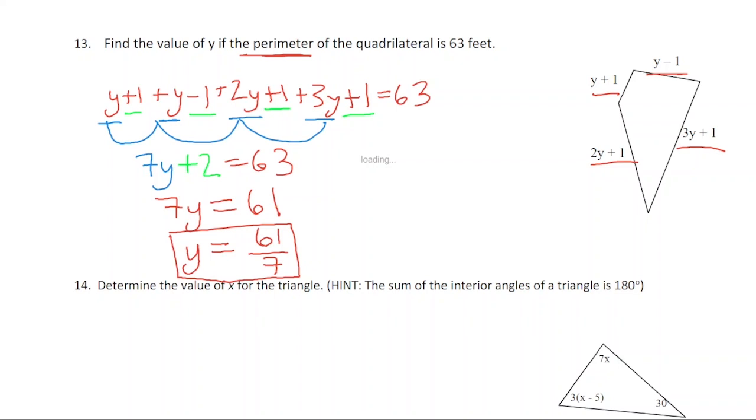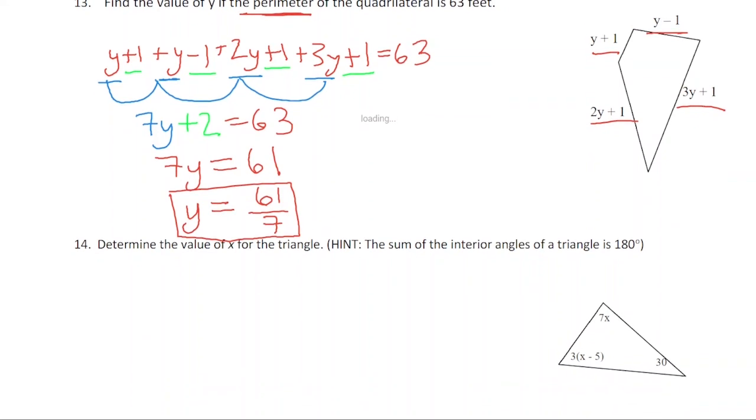So I'm going to plug in. I'm going to do 61 divided by 7. I'm going to store that so I don't have to keep typing it over again. And I'm going to do that number plus 1 plus that number minus 1 plus 2 times that number plus 1 plus 3 times that number plus 1. I'm hoping it's 63, and it is. Okay, so we're good. We're safe.